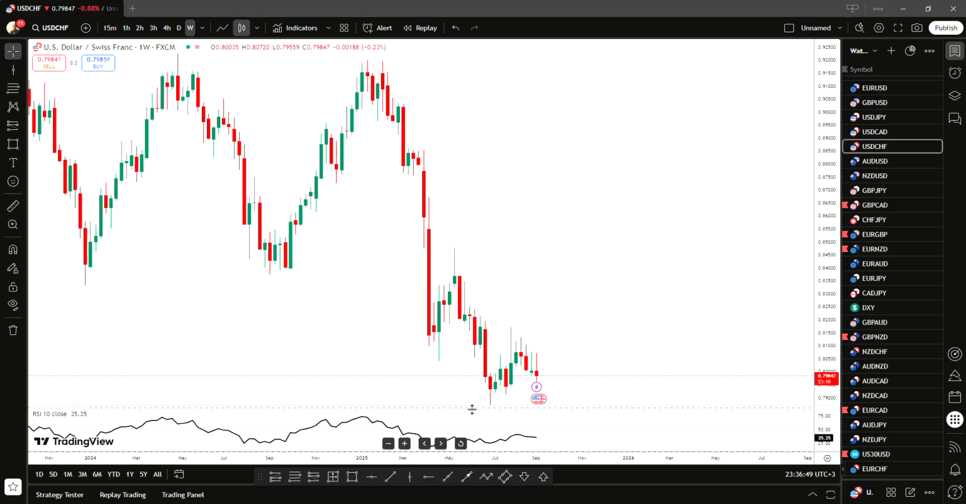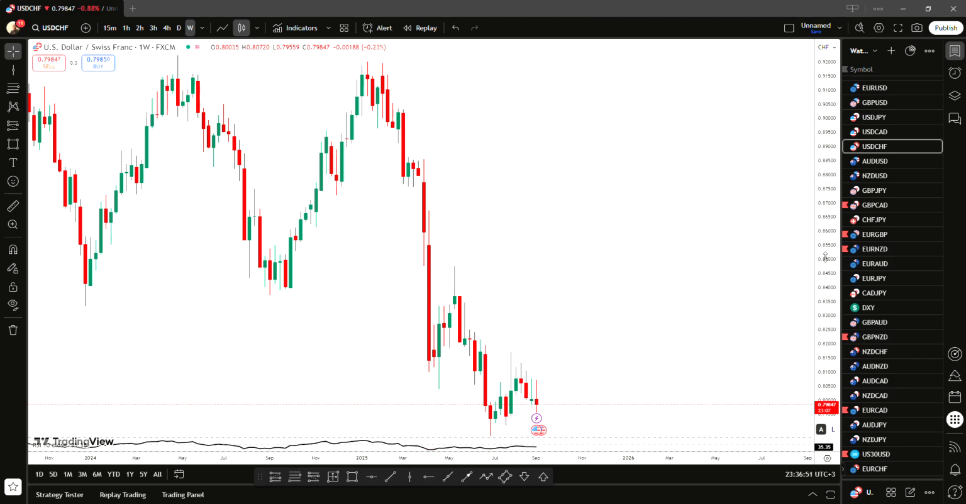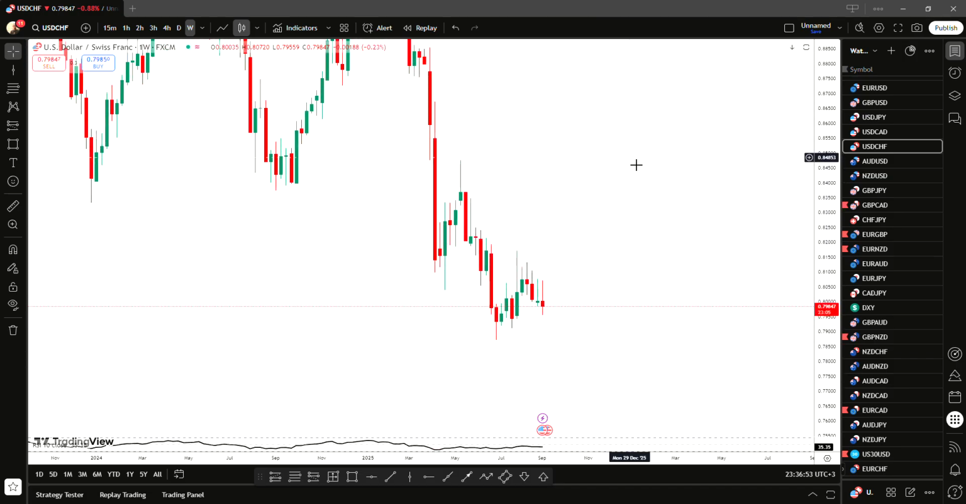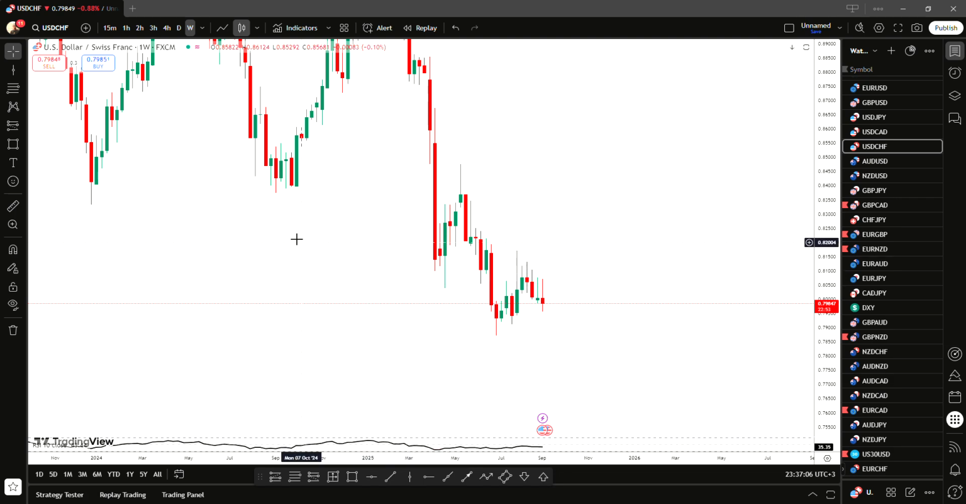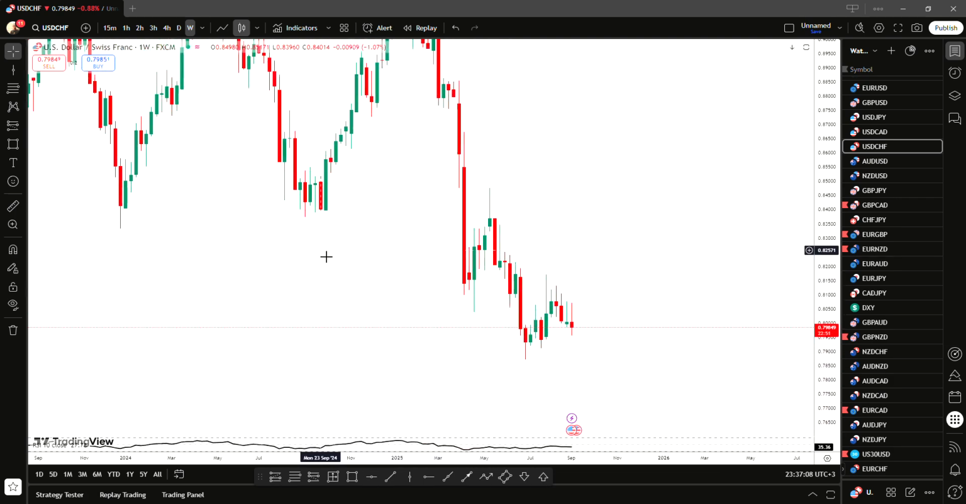So on the charts we have USD CHF. It is the pair that I'm going to be analyzing. We have the weekly time frame. Remember, you first identify the direction of the market on a higher time frame. That is where you start from. After identification of the direction of the market, then you start doing the steps as I will show you.